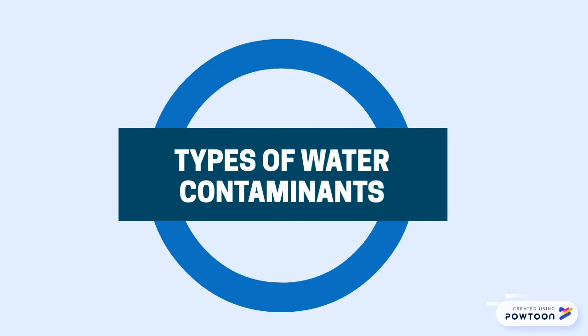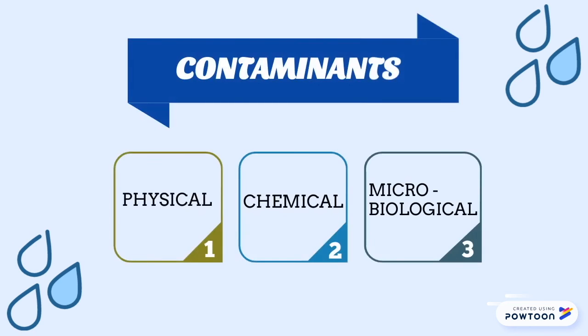Types of water contaminants. Contaminants can be defined as any physical, chemical, and microbiological substance or matter in water. It can be harmful if consumed at certain levels in drinking water, but the presence of contaminants does not necessarily indicate that the water poses a health risk.